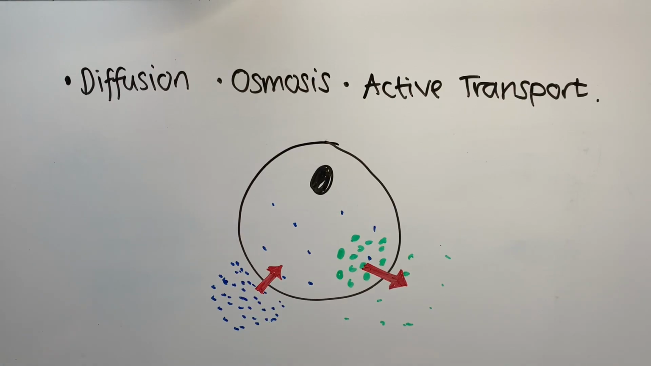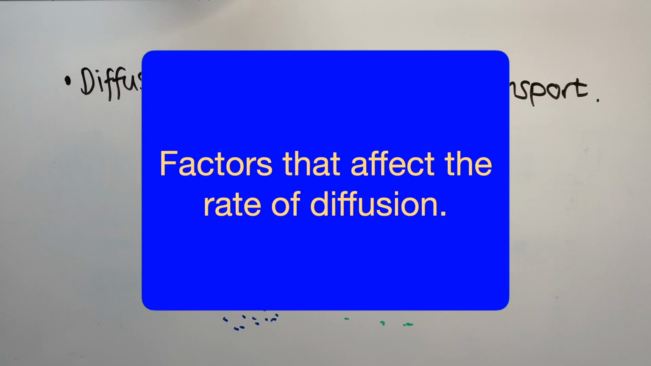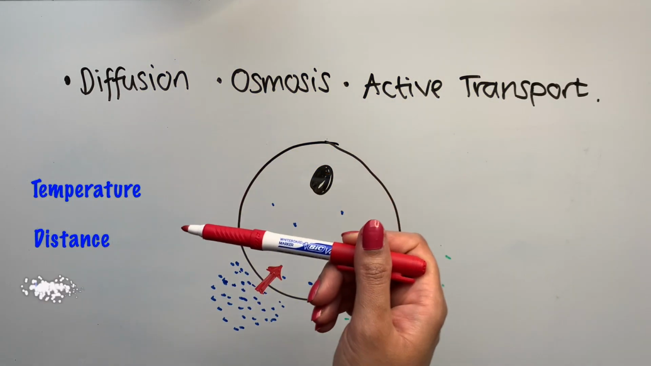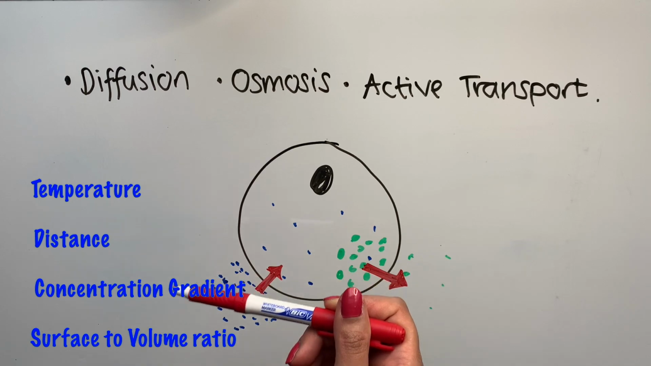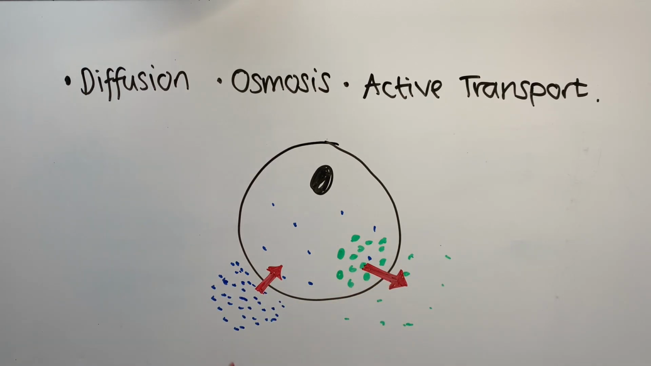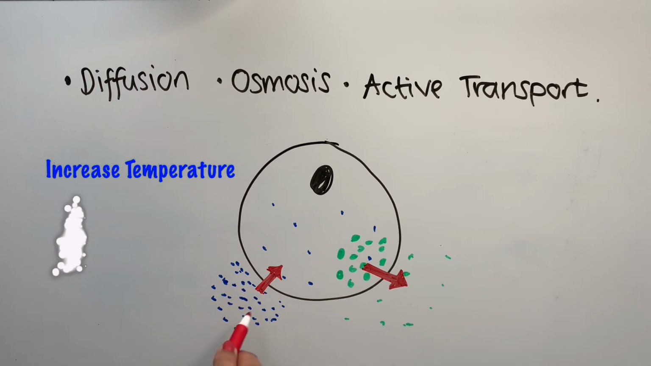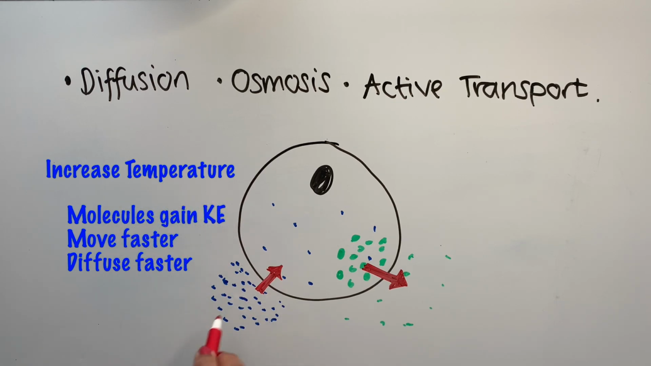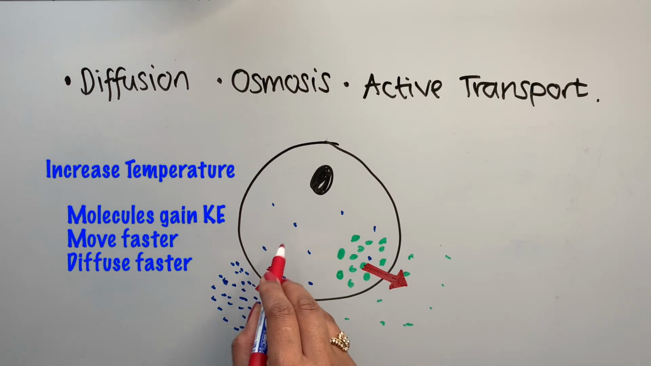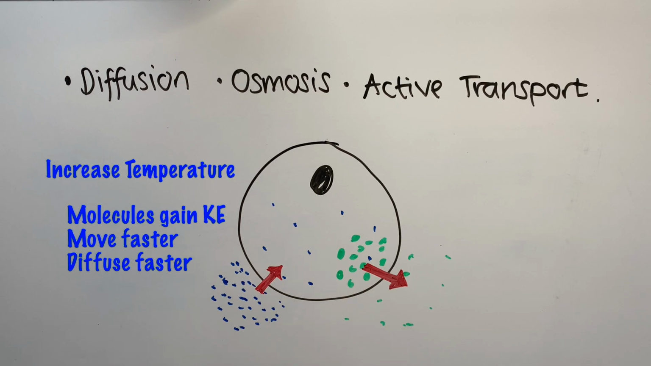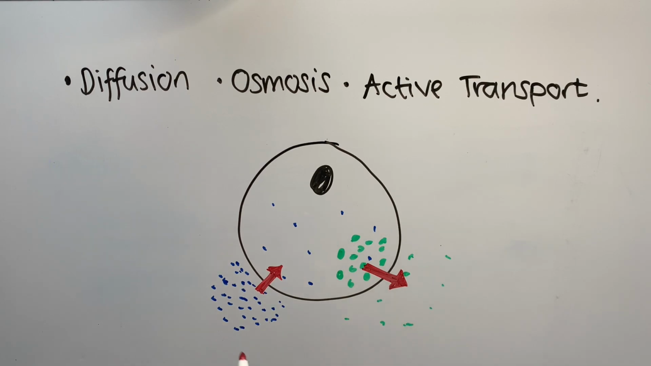So now let's consider the factors that affect the rate of diffusion. The four factors are temperature, distance, concentration gradient, and the surface to volume ratio. If we look at our first factor, which is the temperature, if we increase the temperature of these molecules, then they gain kinetic energy and they will move around much faster. If they move around much faster, they are going to diffuse from the area of high concentration to lower concentration much more quickly.